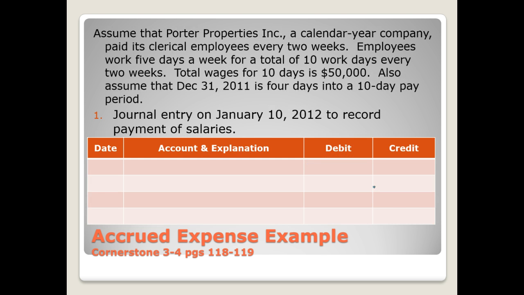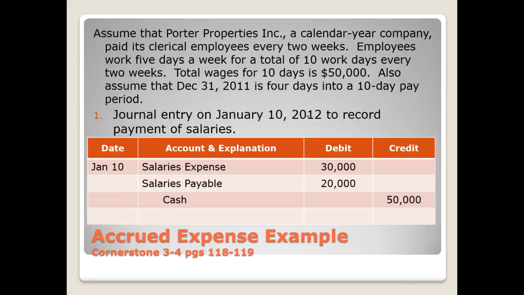Now, at the end of the 10-day pay period, which would have been January 10th, Porter Properties is actually going to pay the employees. Now, remember, they recorded 4 days worth of expense already on December 31st. So when they get to January 10th, they don't want to double count that expense. They have to make sure that they only are counting the additional 6 days of the salaries that are actually an expense as of January 10th. So they already expensed 4 days worth. We got to expense the other 6 days. That's going to be $30,000.